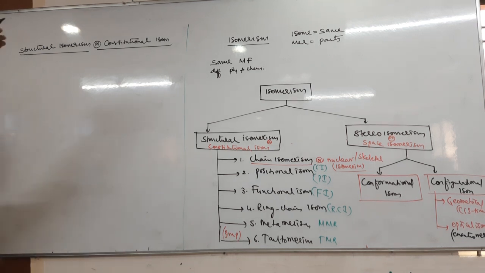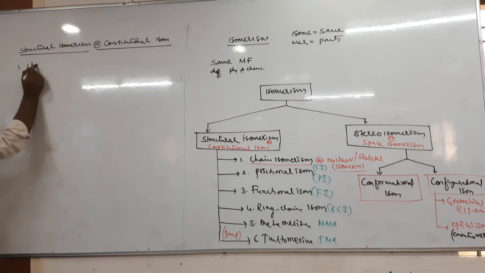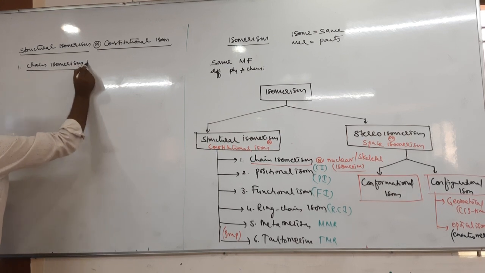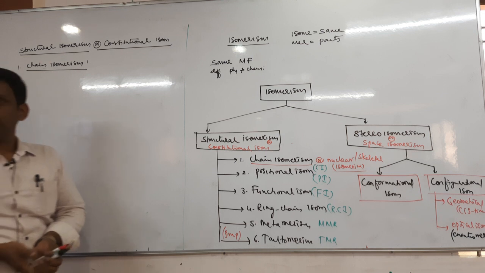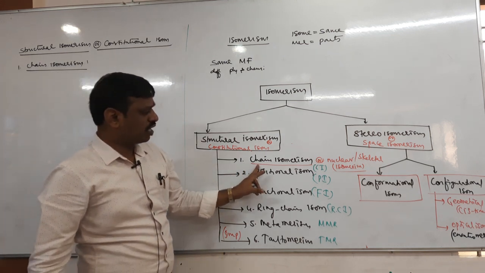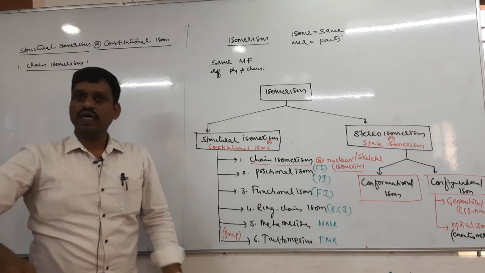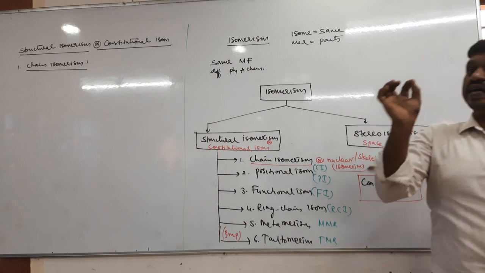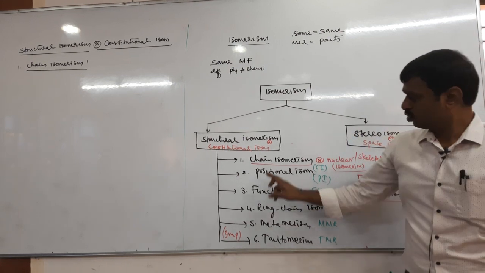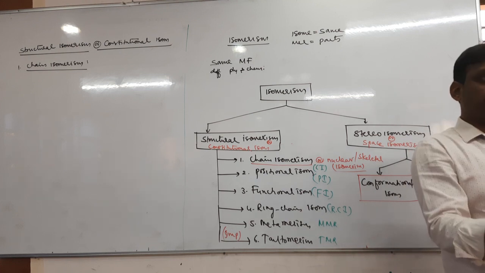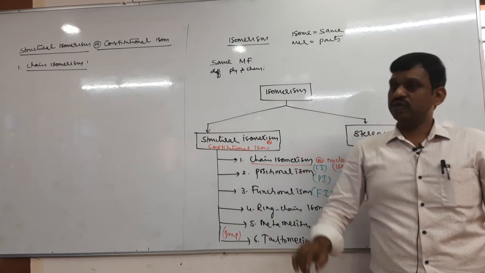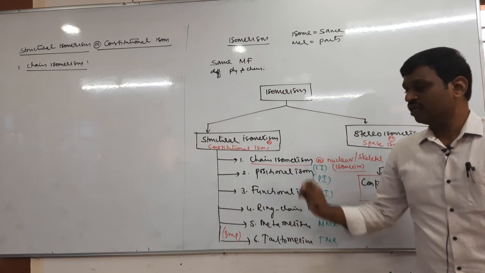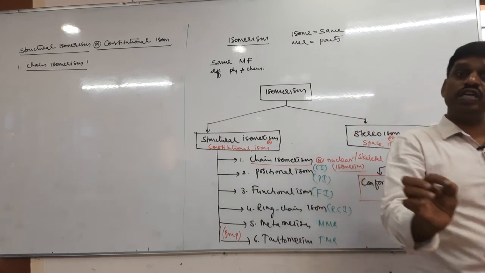So take down the first one, chain isomerism. Definitions are so simple. What is chain isomerism? What are chain isomers? The organic compounds which have the same molecular formula but differ in either side chain or sometimes parent chain are called chain isomers, and the phenomenon is called chain isomerism. Therefore, remember chain isomers differ in either side chain or parent chain.